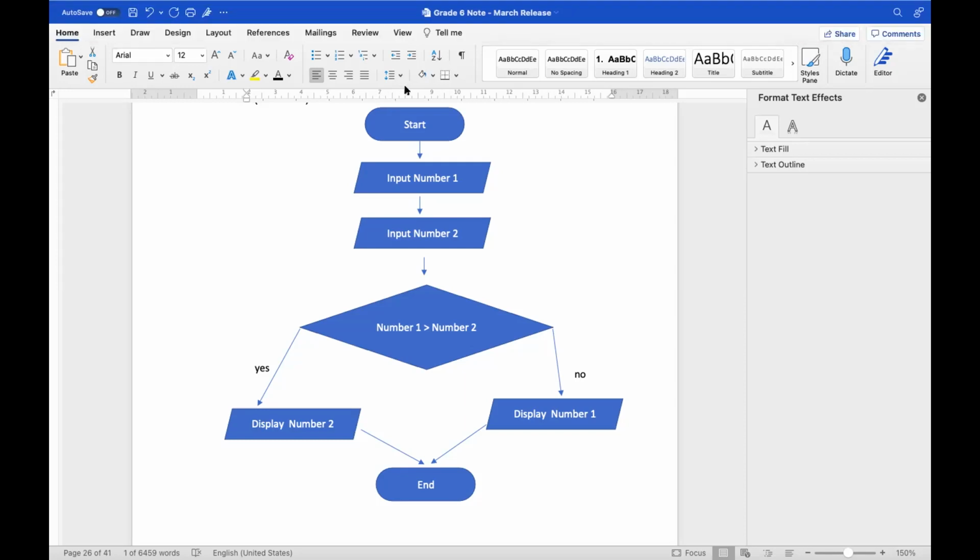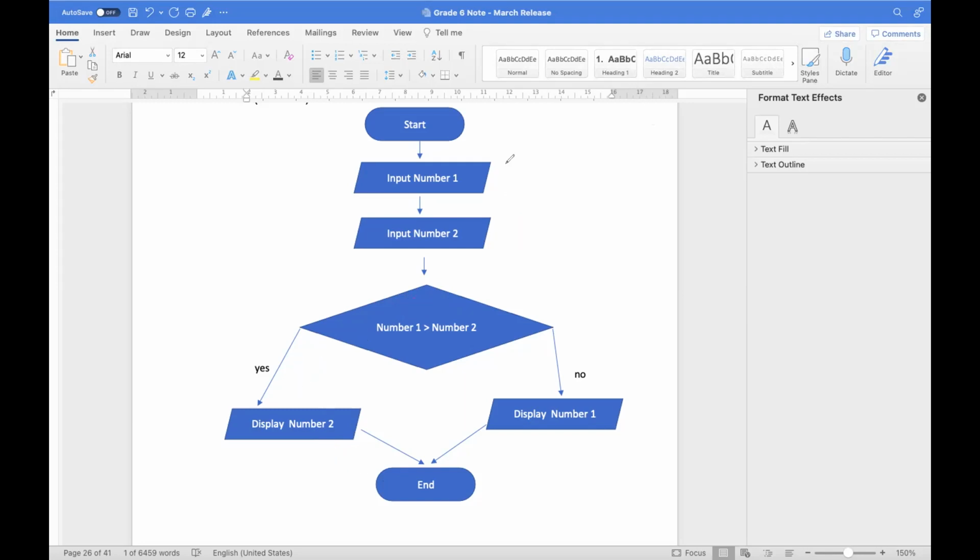Let's say there are two numbers. The first number is 10, the second number is 5. Then you are checking whether 10 is greater than 5. Yes, 10 is greater than 5. If so, display number 2. Number 2 is 5, the smallest number. It will display this and end, but it will not display the other. That is why it is called selection.